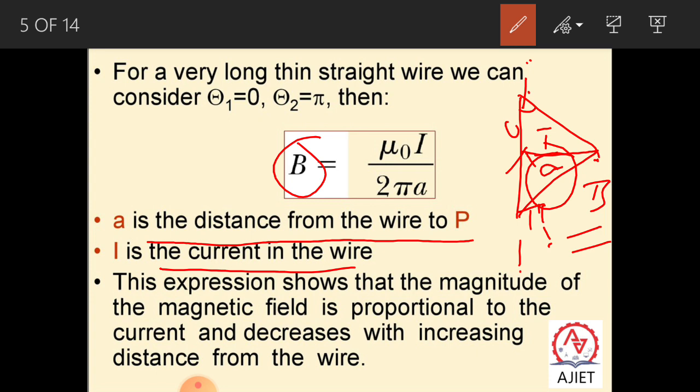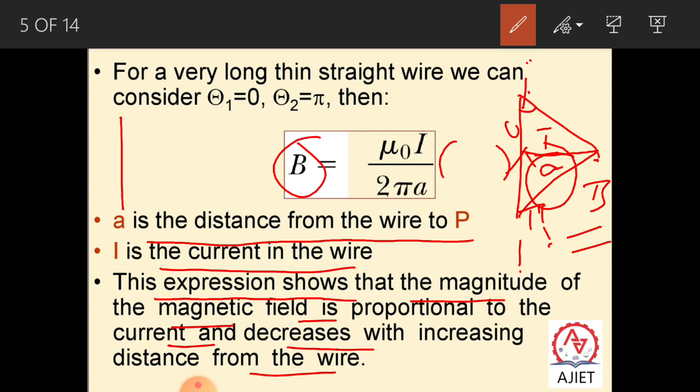If it is a very small wire, then as I told here, you have to add a factor here, two factors, cos theta 1 minus cos theta 2. So this expression shows that the magnitude of the magnetic field is proportional to the current and decreases with the increasing distance from the wire.